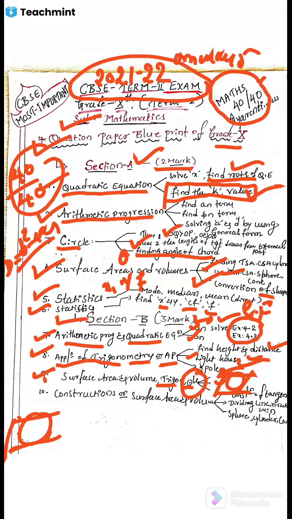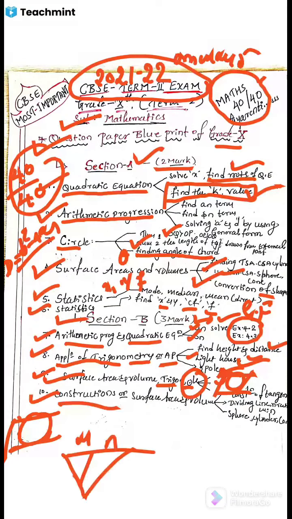Then the 10th question will come from the construction, such as the division of the line in the ratio m is to n, or sometimes they will ask surface area and volume. If they give that, you can observe the question on conversion of the shapes. Also, construction of the tangent from the exterior point, you can concentrate on that. I hope you are getting it. Then move towards the next.